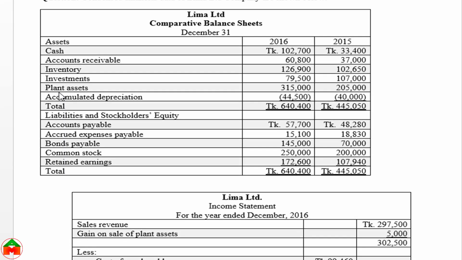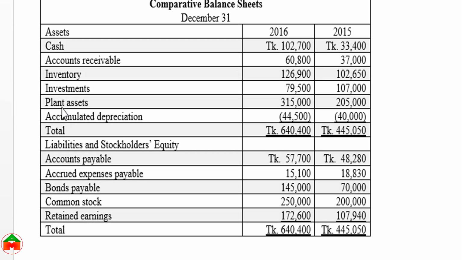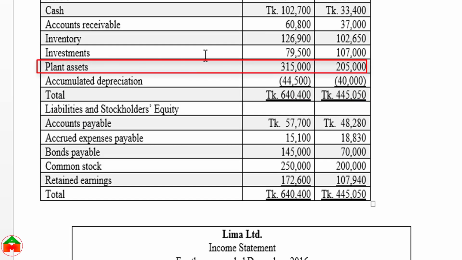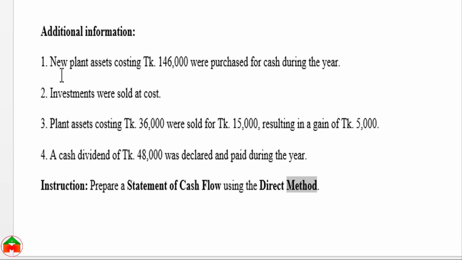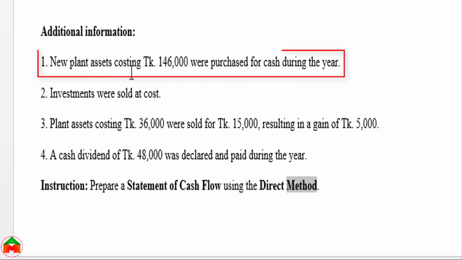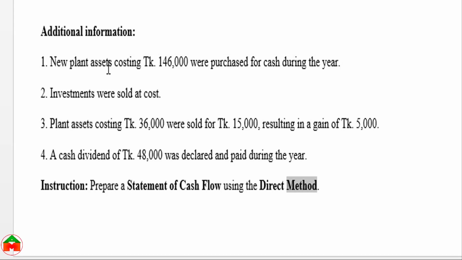In the question, at the long-term assets section, we can see there is another long-term asset. The name of the long-term asset is plant asset. The balance of plant asset in 2015 is 205,000, and the amount of plant asset in 2016 is 315,000. So clearly we can see there is an increase of plant asset. To be sure about the increase, we should look for the additional information. In the additional information, we can see new plant assets costing taka 146,000 were purchased for cash during the year. So there is a purchase of plant asset.